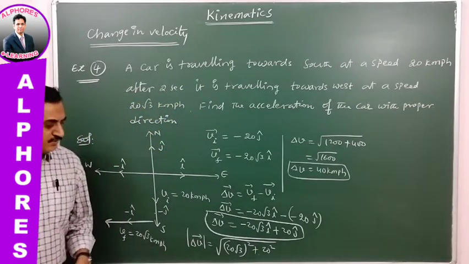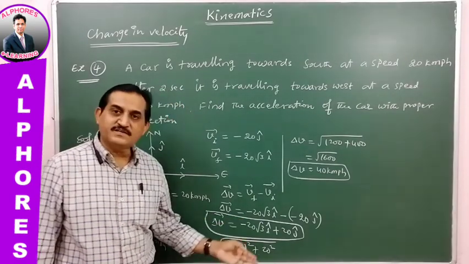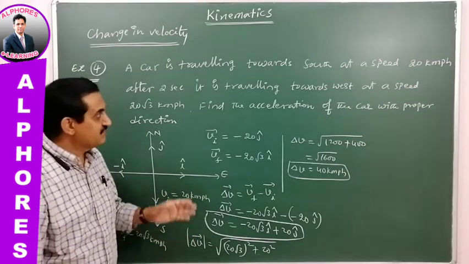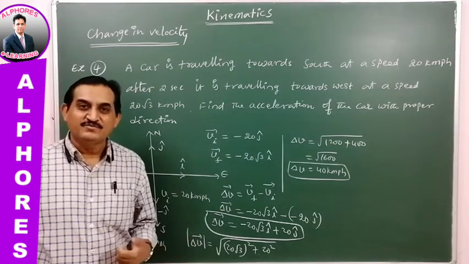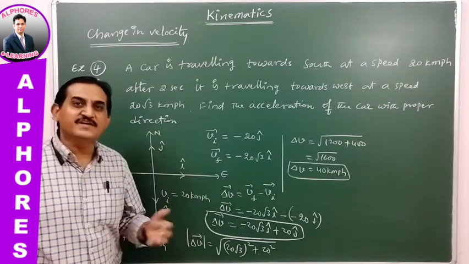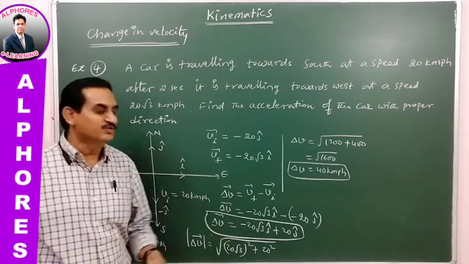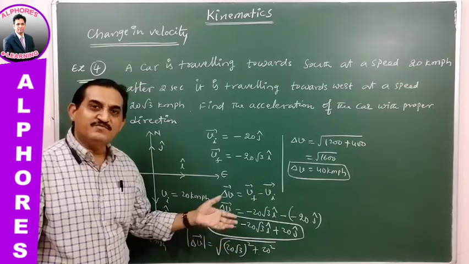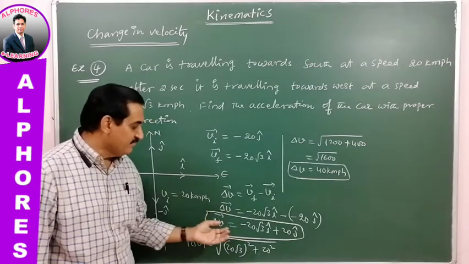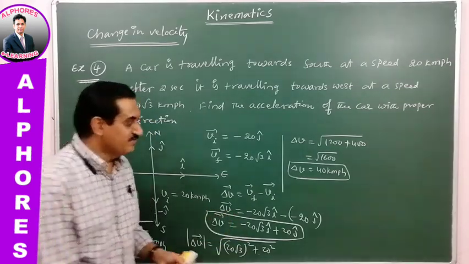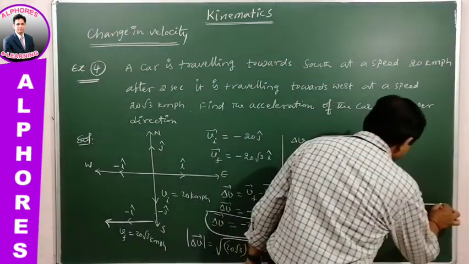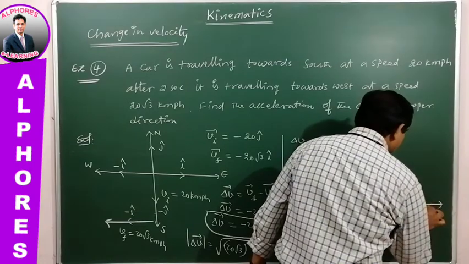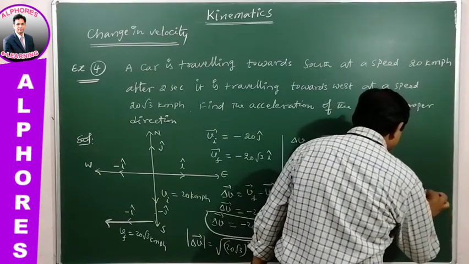In vector form, based on this, we can make a proper diagram to decide its direction. We have to represent the change in velocity in which direction. That is very comfortable when you go through the vector method. Finally, we obtain the change in velocity, taking the proper diagram. So this is the east direction, that is i cap.